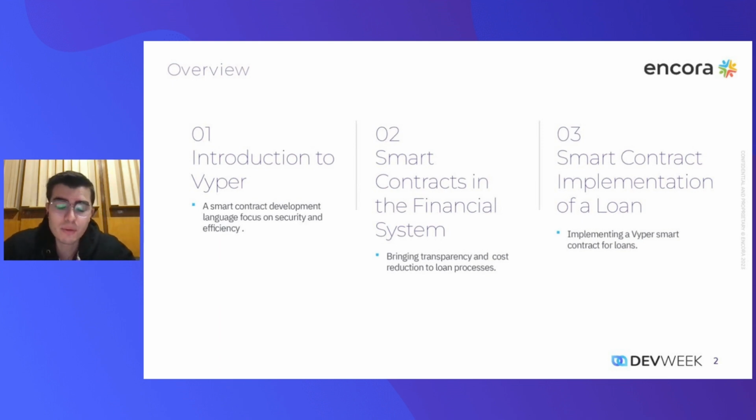Okay, so this is a brief overview of what we are going to be talking about. First, I'm going to introduce you to Vyper in case you don't know. Second of all, I'm going to explain the concept of smart contracts and the financial system, something that can be really useful to reduce cost and improve efficiency in the current financial system. And lastly, I'm going to walk you through an implementation of a smart contract or a loan using Vyper. Okay, let's begin.